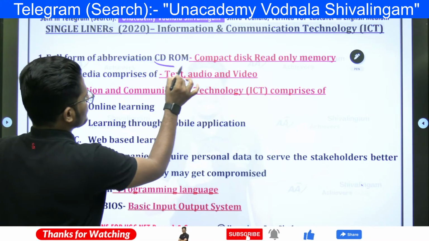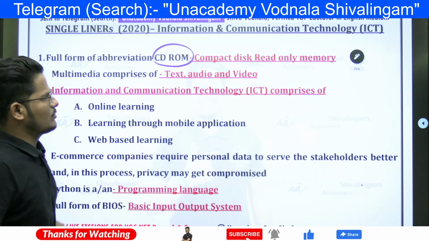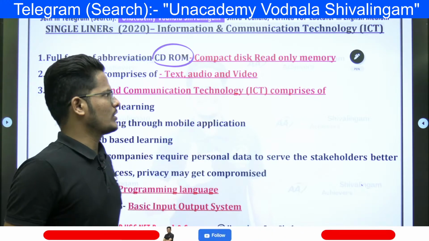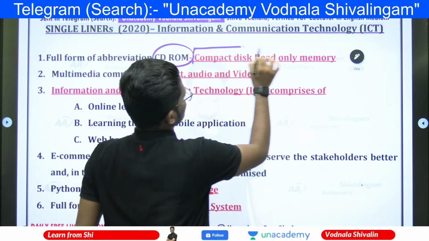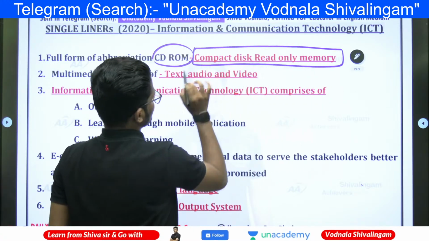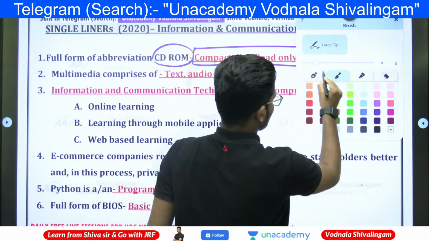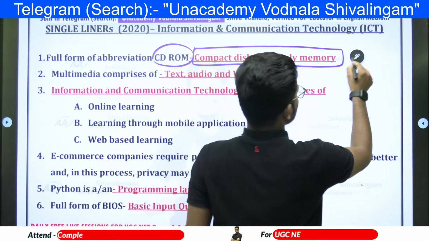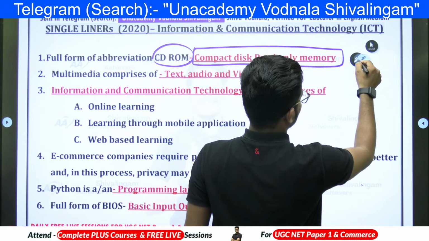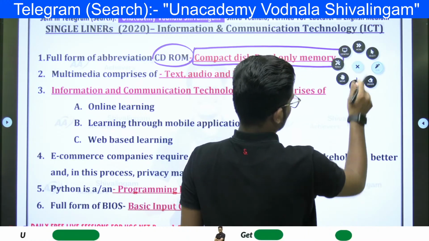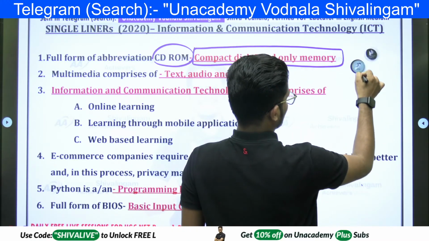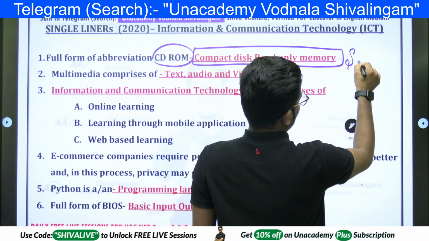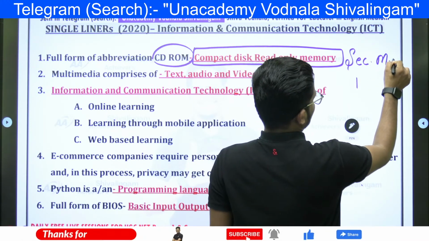What is the full form of the CD-ROM? CD-ROM, compact disk read-only memory. Compact disk read-only memory comes under the CD-ROM. This is a secondary memory.